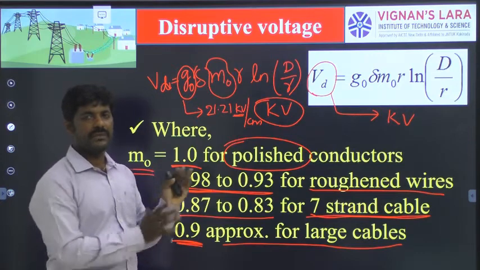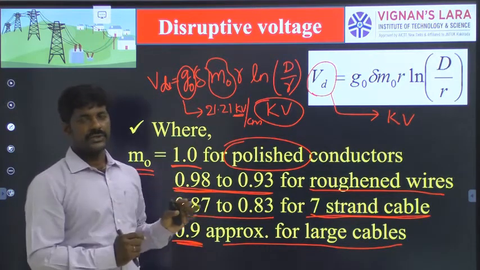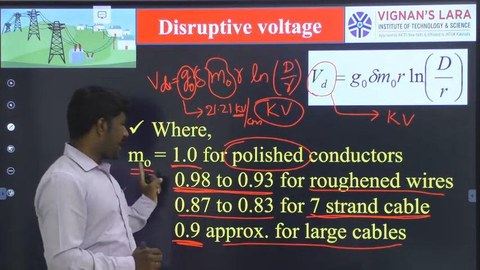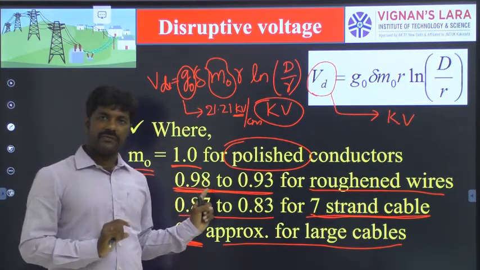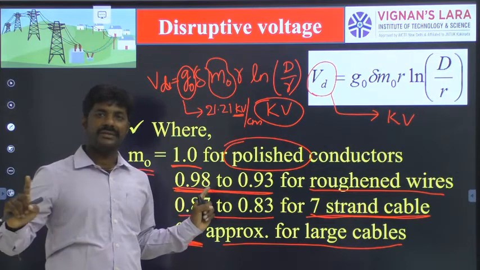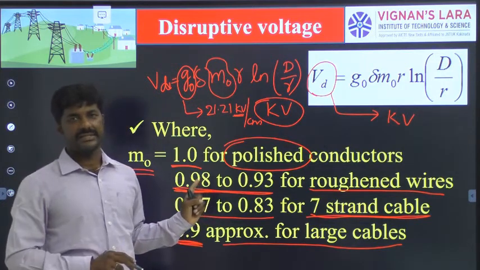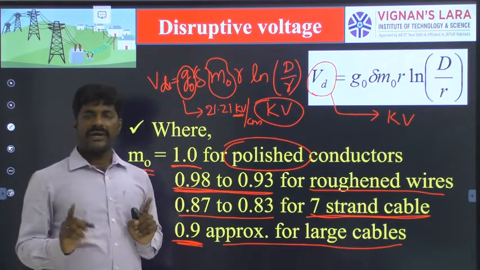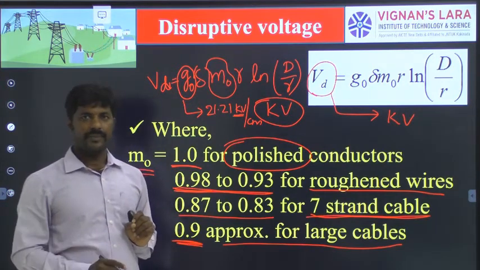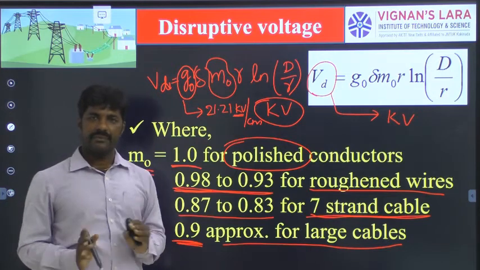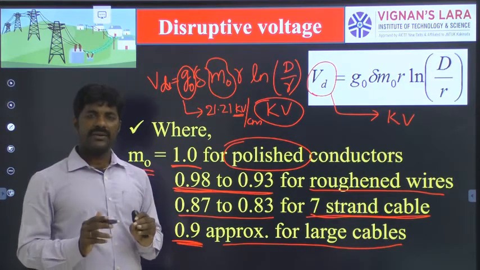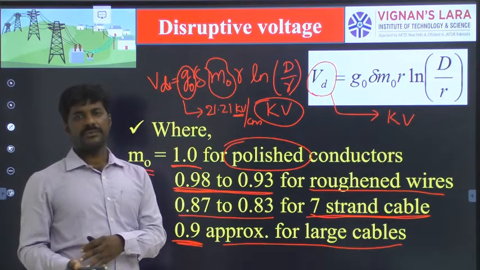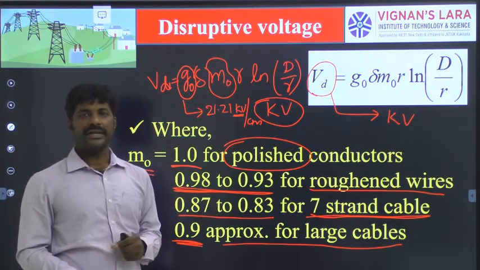M naught depends upon the case. So M naught is equal to 1 for polished conductors, whereas it varies between 0.98 to 0.93 for roughened surface conductors, and it is considered to be varying between 0.87 to 0.83 for 7-stranded cable, and for large cables whose number of strands is more than 7, its approximate value of M naught is 0.9.